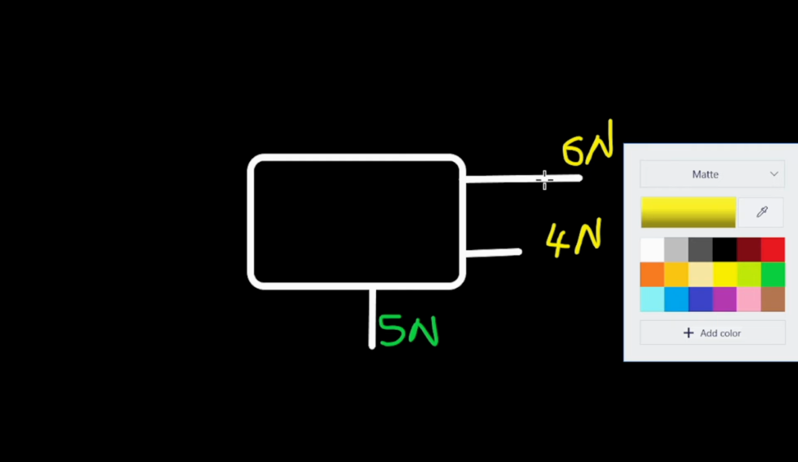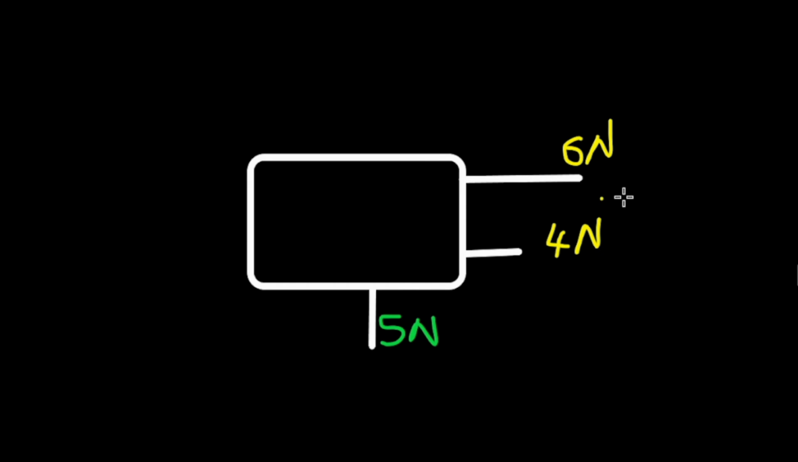So once we have got the forces that are on the same side, which are the 6 newtons and the 4 newtons, we end up finding a resultant force of 10 newtons. So here we're going to have 10 newtons as a resultant force, once we add up these two.